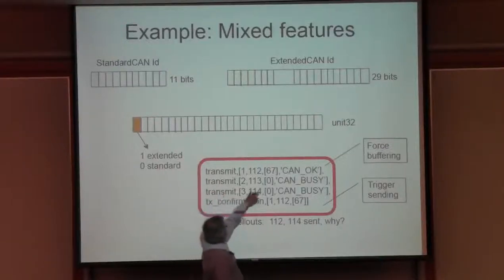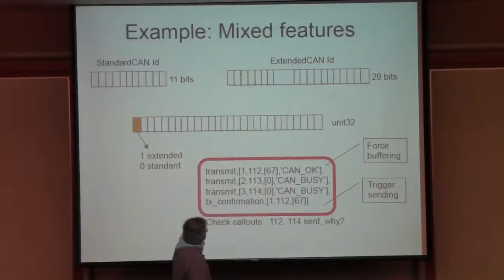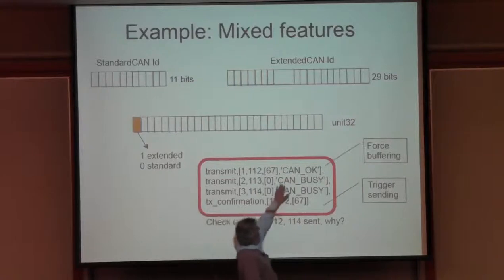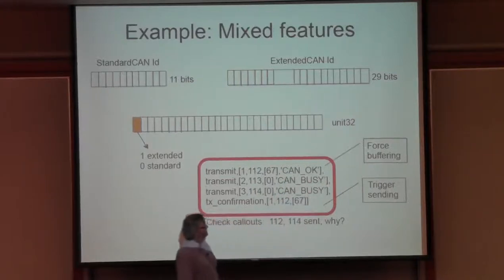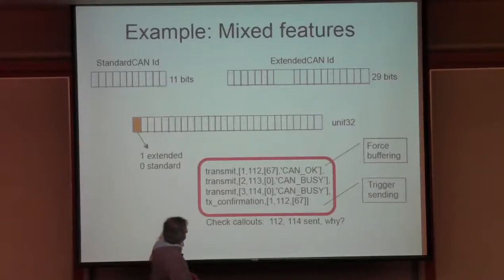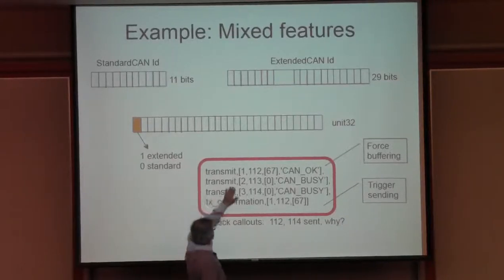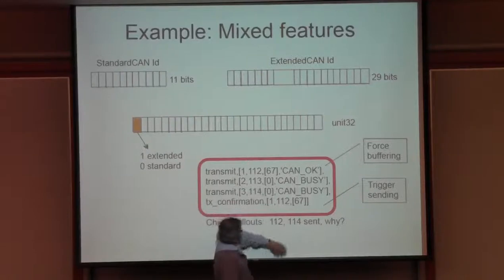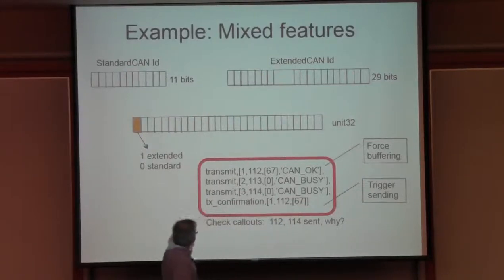Transmitted something with priority 112, or identifier 112, and the bus accepted it. So the point of that in the test case is to make the bus busy. That means that other messages must be queued. Now we transmit something with ID 113, the bus is busy, and with 114, the bus is busy.